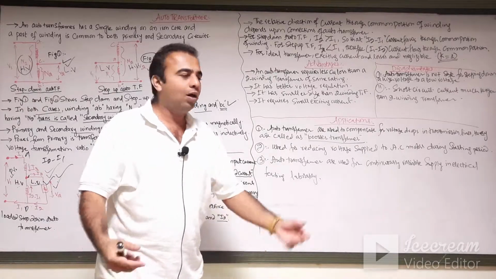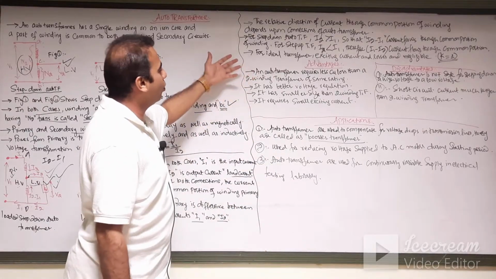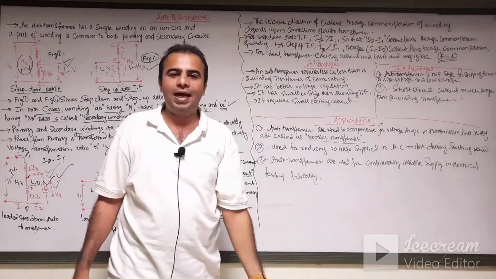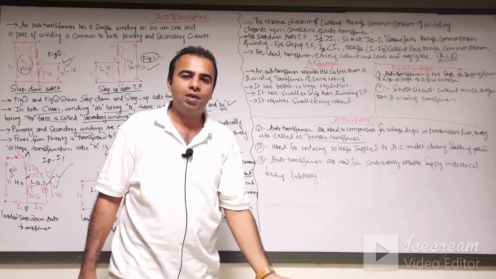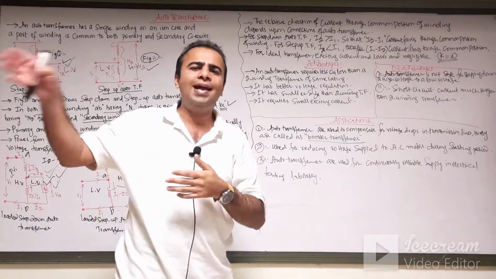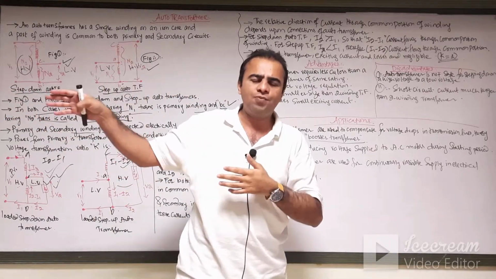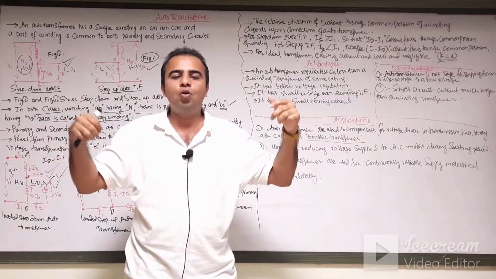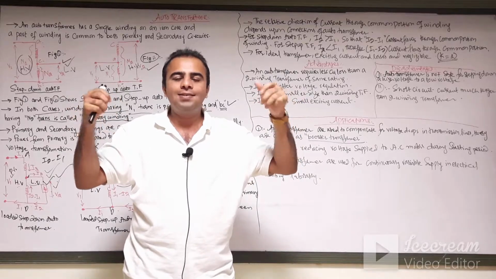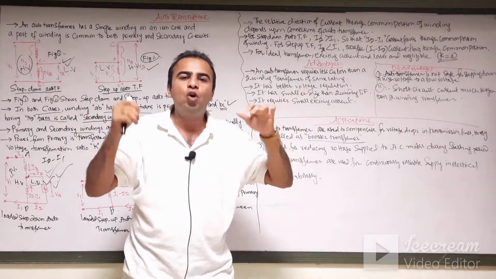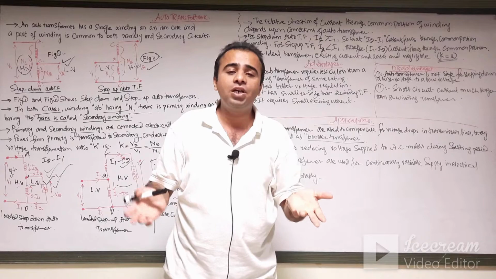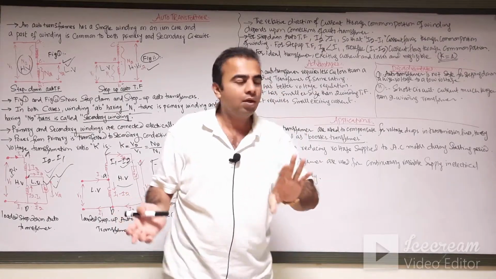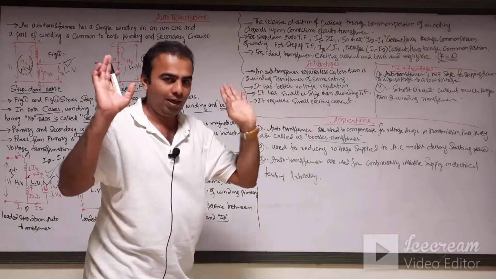So all your current flows through the exciting current and the losses. In the case of the ideal transformer, I have put the lecture on the ideal transformer in the transformer playlist. You can find the lecture: an ideal transformer has no winding resistance, no leakage reactances, and no losses. So the transformation ratio for the ideal condition is 1, K is equal to 1. Okay, so this will be negligible.